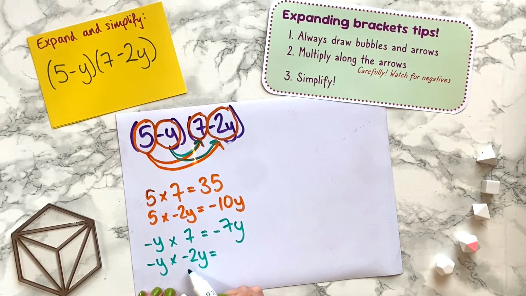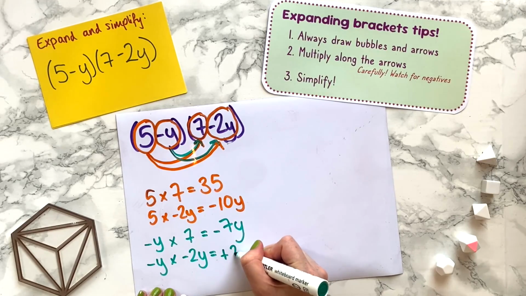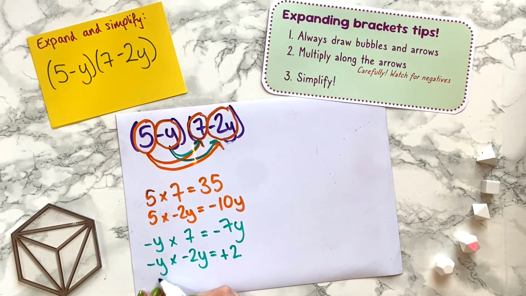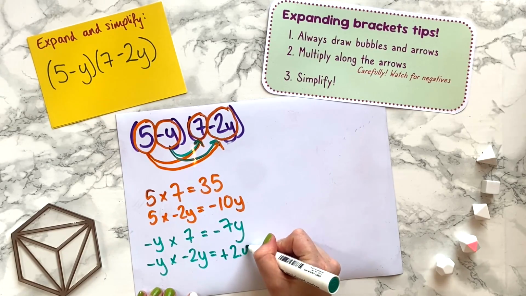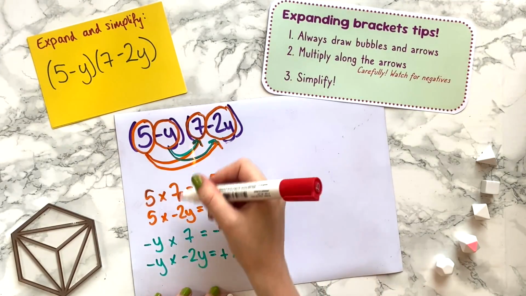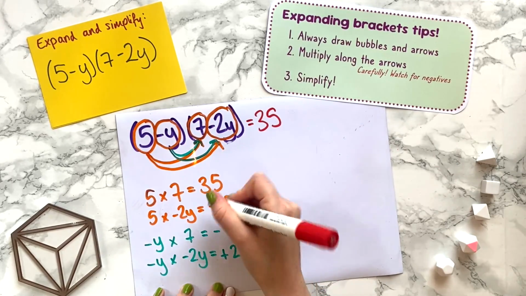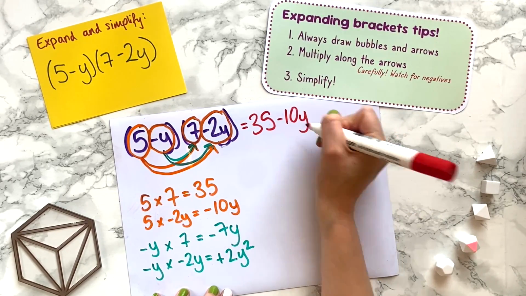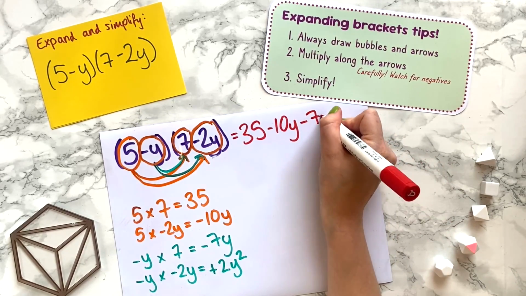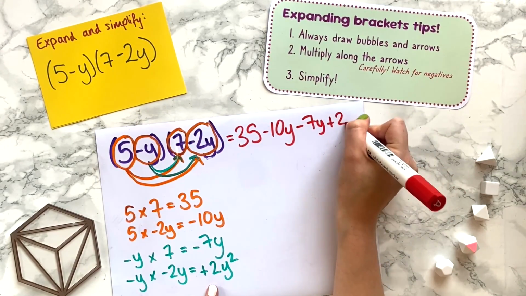The second arrow, we have minus y times by minus 2y. So the number terms together, so again, we've got our invisible 1, minus 1 times minus 2. We've got 2 minuses here, they cancel to make a positive, so this is a plus 2. And then we have a y times by a y, which is y squared. So let's chuck all these terms together. We have 35 minus 10y minus 7y plus 2y squared.